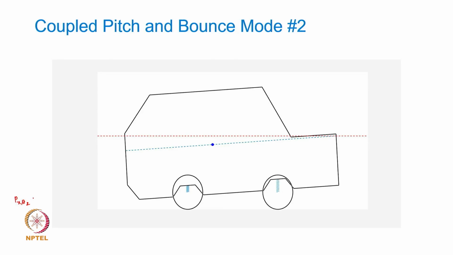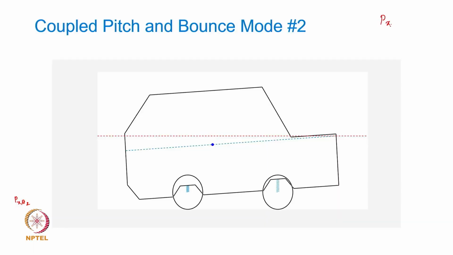When they get coupled because of an appropriate combination of K1, K2, L1 and L2, then the vibratory motion cannot be completely independent of bounce and pitch. I mean, the motion cannot be pure pitch and pure bounce. In that case, when it does not happen like pure pitch and pure bounce, then the natural vibratory motion will be coupled pitch and bounce. But obviously, it is a 2 degree of freedom system, so two natural frequencies should be there, right. So, here we will have p x theta 1 and p x theta 2 as the two coupled natural frequencies in the bounce and pitch mode.